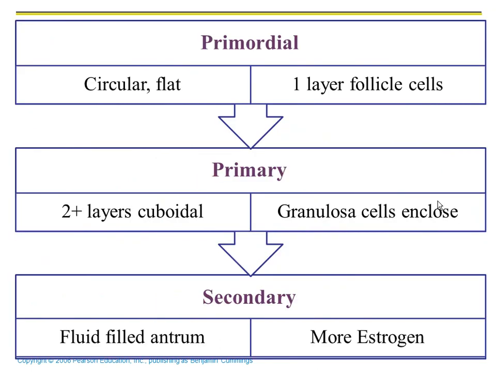So here's what we've been talking about. Remember, we're born with primordial follicles. One layer of follicle cells, a circular structure. The cells are relatively flat. It is a primary oocyte. Dump FSH on that, it begins to develop. Those flat cells become cuboidal and they divide and make layers. We call them granulosa cells.